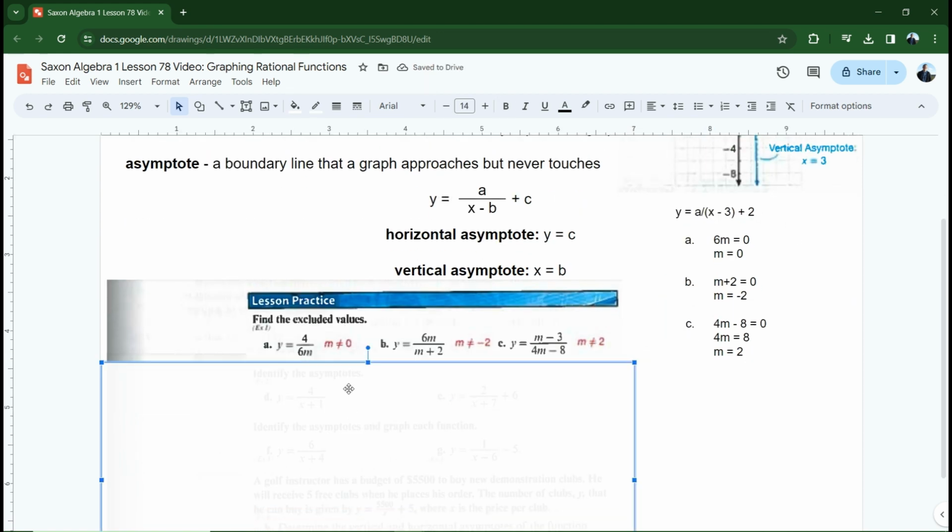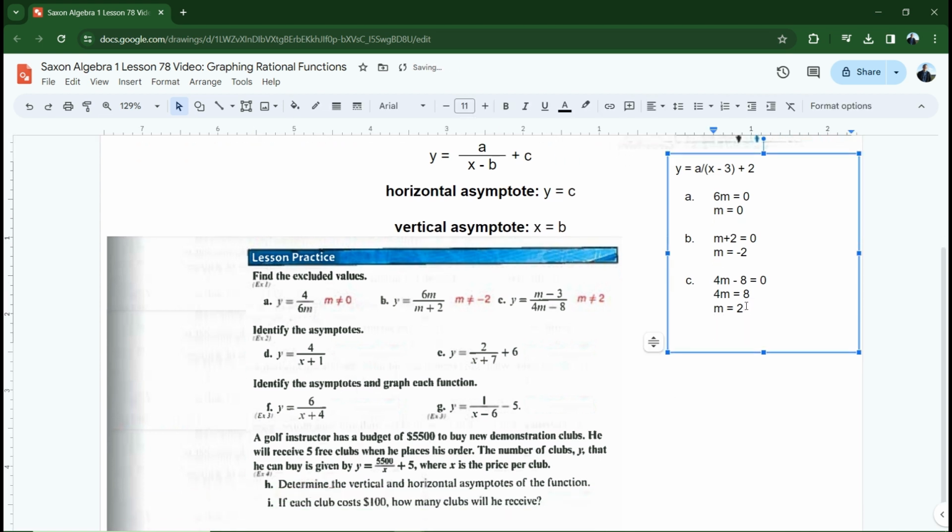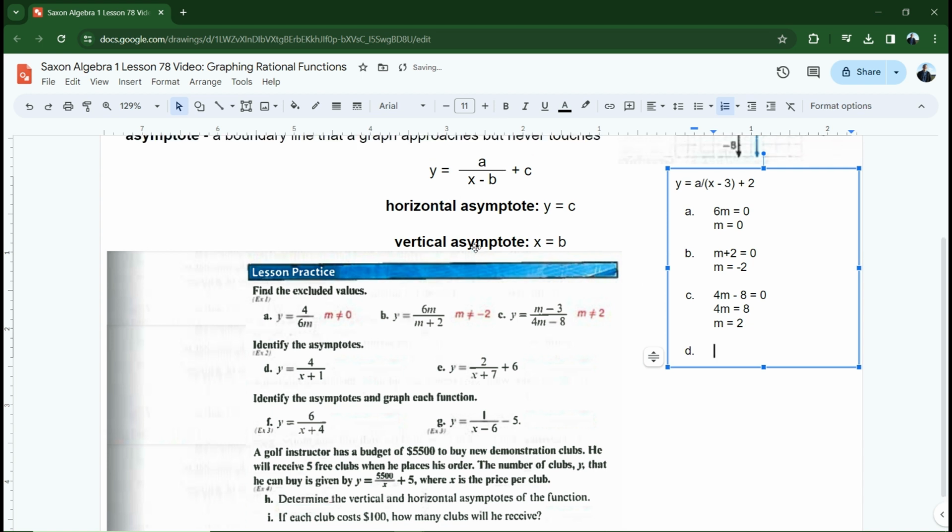Let's move on to letter D. In letter D, I'm asked to identify the asymptotes, and I'm going to use my general equation up here to identify where the asymptotes are. First of all, my horizontal asymptote for letter D is going to be y equals, and then I need to look at the denominator. It should be in the form x minus b, but it's in the form x plus 1, not minus 1. It's not in its natural form that has a negative. That means I'm going to use this 1, but I have to make it the opposite. So y equals negative 1 is my horizontal asymptote.